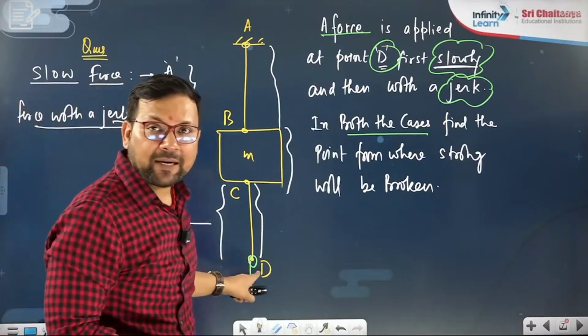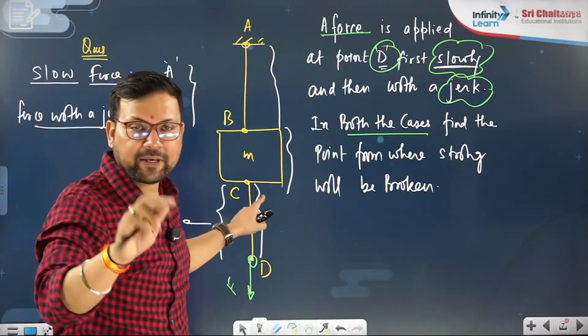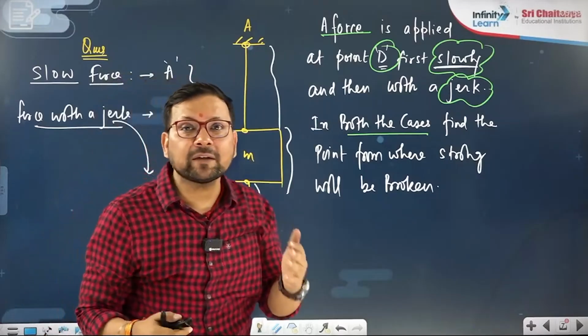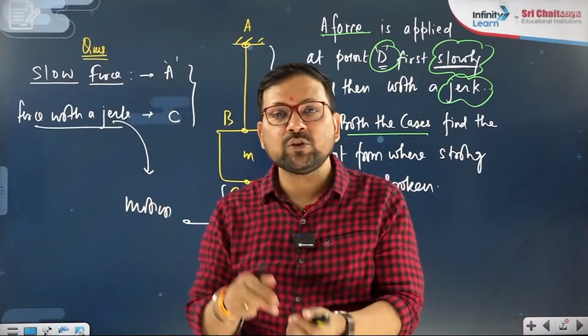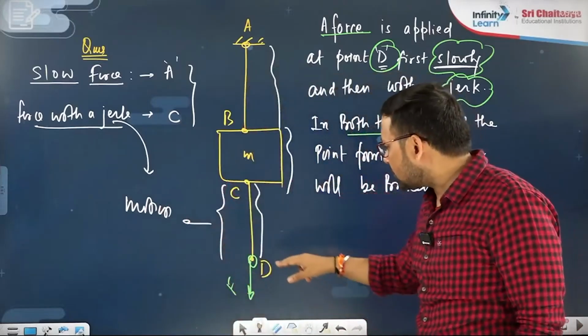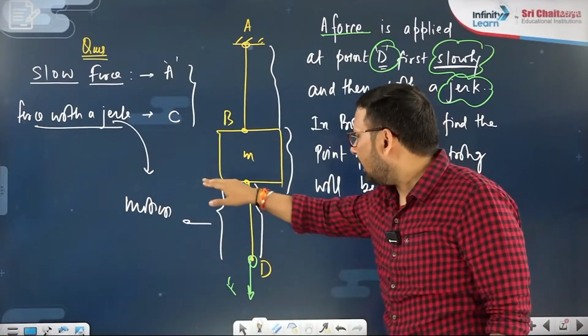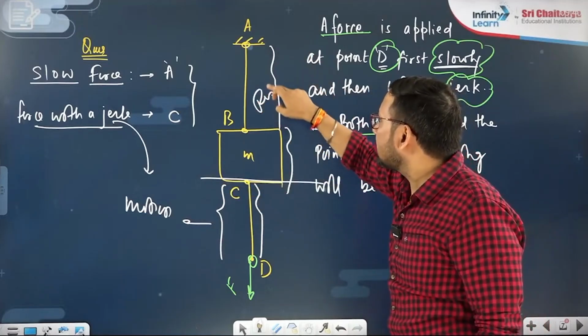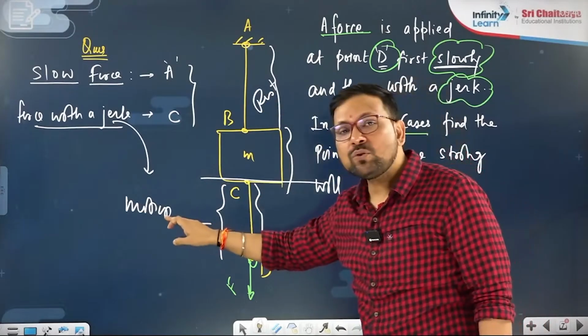So the force you have applied is at D. D to C is one body, so CD will come into motion. But the rest of the body didn't get the time to get the force. Because you have applied force very quickly, that force will be applied only on CD. And beyond this, the body is still at rest, and this body comes into motion.